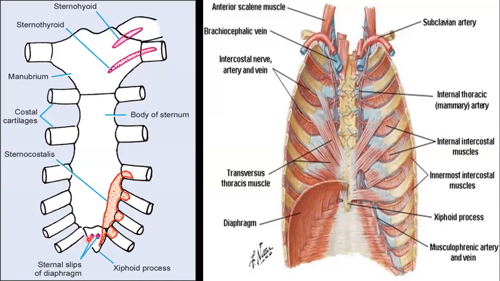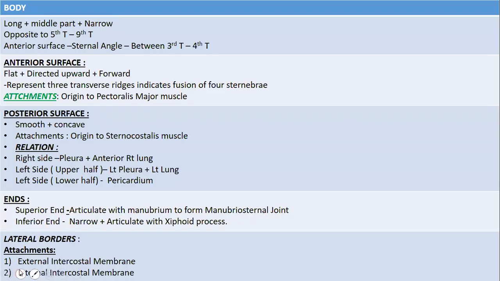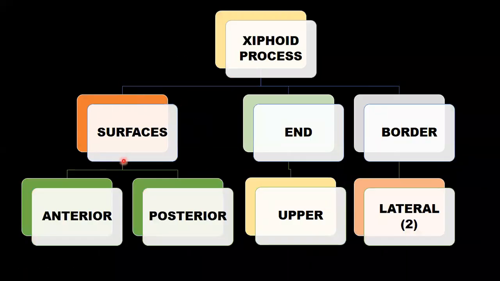So when we talk about the xiphoid process, it has two surfaces, anterior and posterior. It has one end, that is upper, and the borders are two, that is the lateral borders.